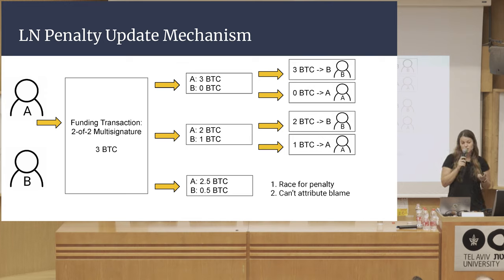The first is that there's still a race introduced, it's just further down the line. So if Alice broadcasts the first transaction, she's still allowed to spend this 3 Bitcoin. So if she can get that transaction on chain before the penalty transaction gets on chain, then she gets the funds anyway and she's got away with it. And the other issue is that you can't attribute blame if you have one commitment transaction spending from each funding transaction. So Bob could be sneaky and broadcast the first commitment transaction and then claim the penalty even though he was the person to break state.